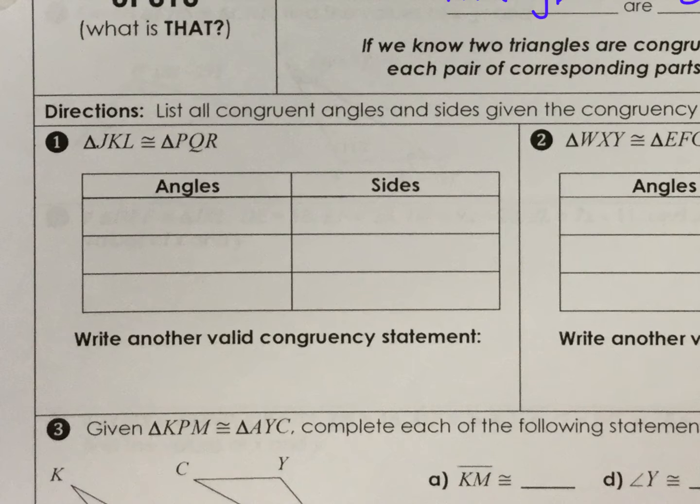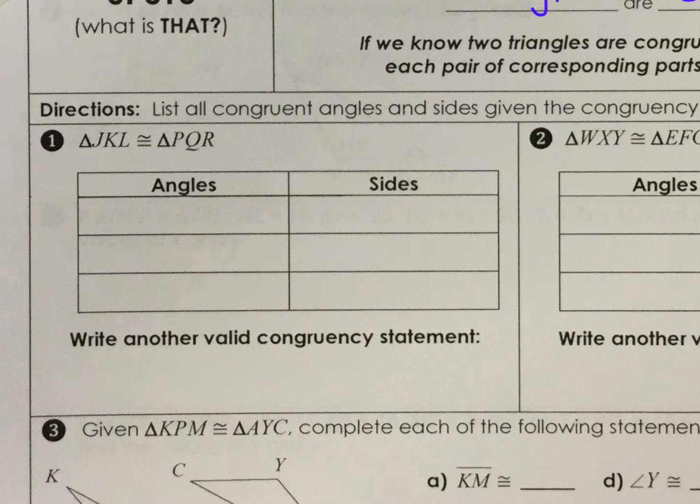So, I am given the information that triangle JKL is congruent to triangle PQR. Without a picture, I can tell you everything about this triangle. I know that angle J, it's our first angle, is congruent to angle P because that's the first angle in the other triangle. I know that angle K, which is the second angle, is congruent to angle Q because that's the second angle.